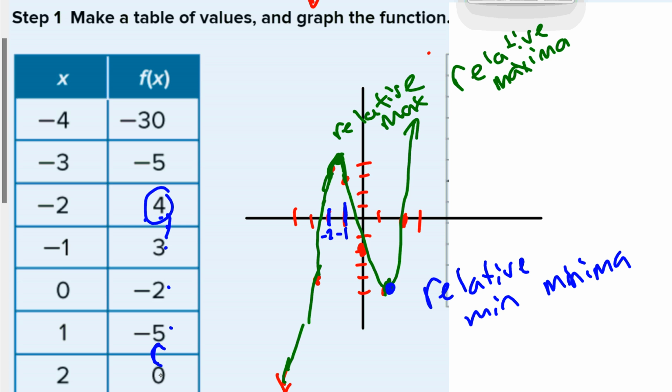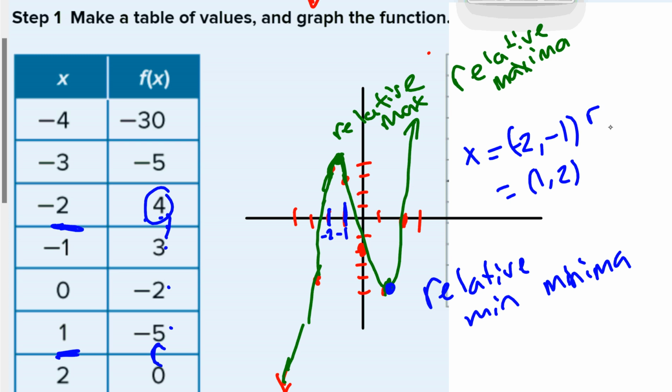And so in calculus, when you take calculus, they actually calculate what this value is exactly, and they calculate what this value is exactly. So that's what they do in calculus. But for now, we're just going to estimate. So we're going to say this is somewhere between x equals -2 and -1, right? Somewhere in between there. And then this one, it's somewhere in between 1 and 2.